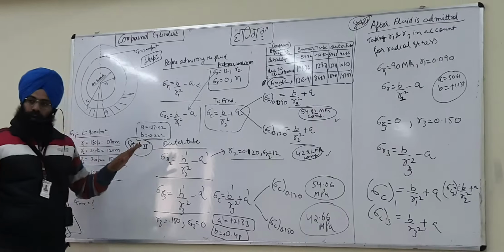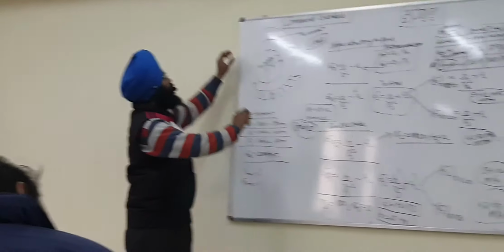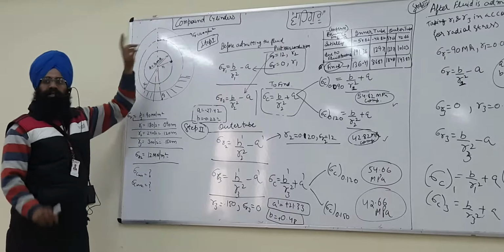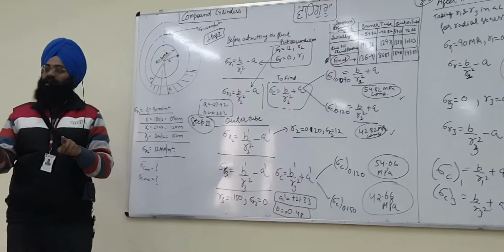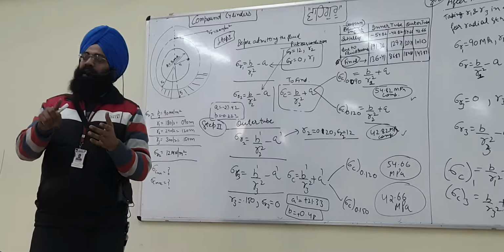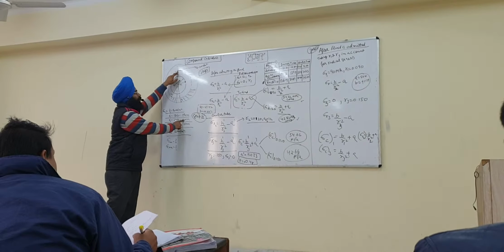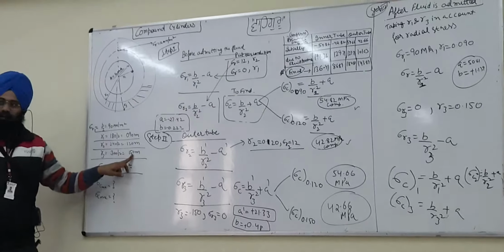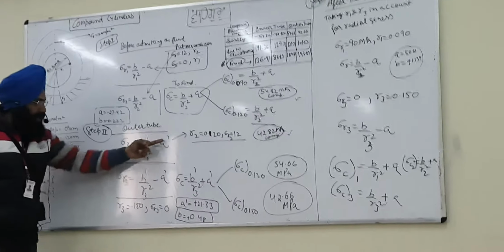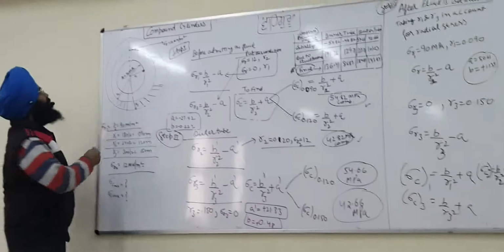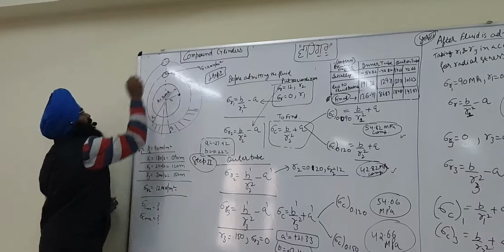Now coming to the outer tube. On the outer tube we have two radii, that is R2 and R3. For this, similarly, we will apply the Lame equation: stress σr is B by r square minus A. Now R2 will be 0.120, R3 will be 0.150. We will similarly calculate B dash and A dash, and from that we will further calculate the circumferential stress in this region and in this region.